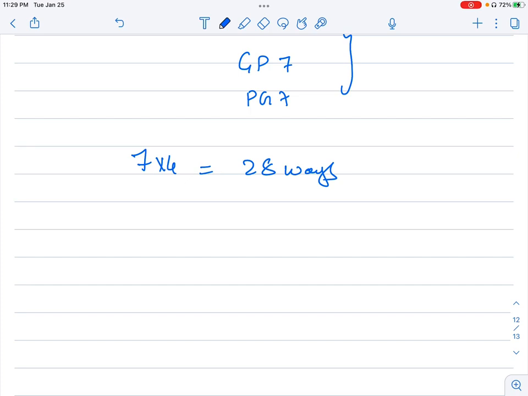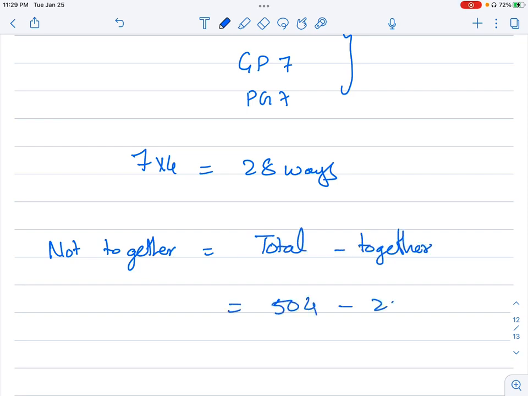But I don't want them together. They should be not together. For not together, what should I be doing? Total minus together. Total is nothing but 504, which we just did. Together is 28. 504 minus 28 is 476. So not together will be 476. So whenever not together is being asked, the easiest way of doing it is to find the total and subtract the together one. The remaining will be not together.